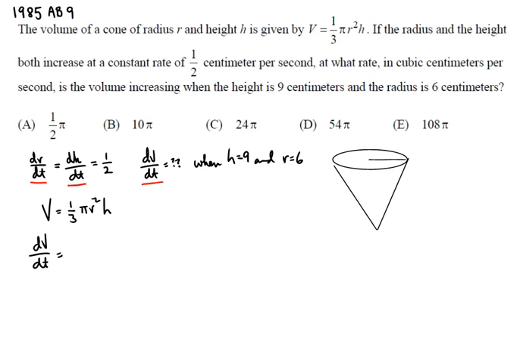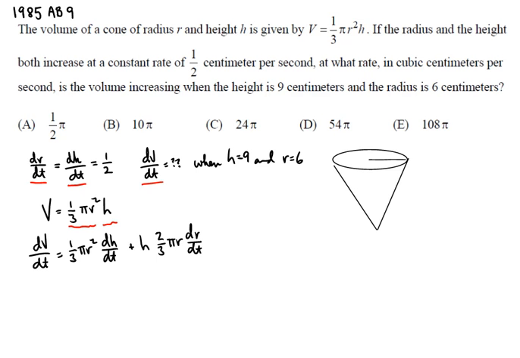So if we're going to use the product rule, I will let the first function be 1/3 pi r squared and the second function be h. So for the product rule, we want the first times the derivative of the second, and the derivative of h is dh/dt, plus the second, which is h, times the derivative of the first, which will be 2/3 pi r dr/dt. And aside from a little simplifying, the calculus is all done. And we can plug in.